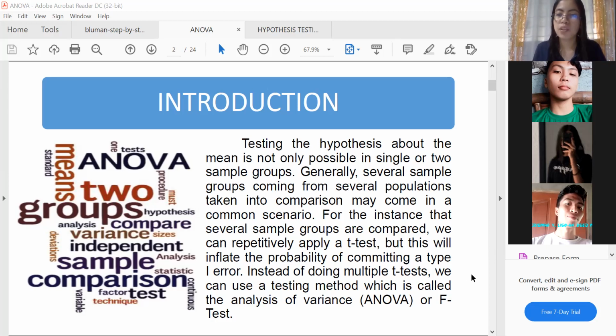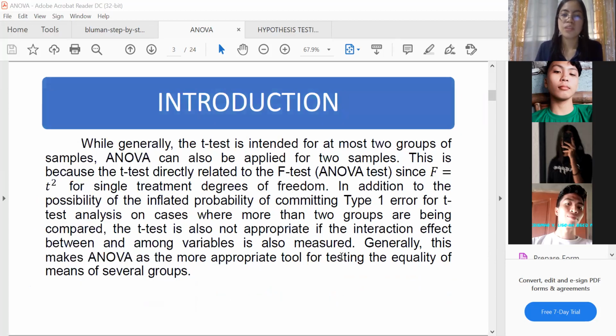So, testing the hypothesis about the mean is not only possible in single or two groups. Generally, several sample groups coming from several populations taken into comparison may come in a common scenario. For the instance that several sample groups are compared, we can repetitively apply a t-test, but this will inflate the probability of error.